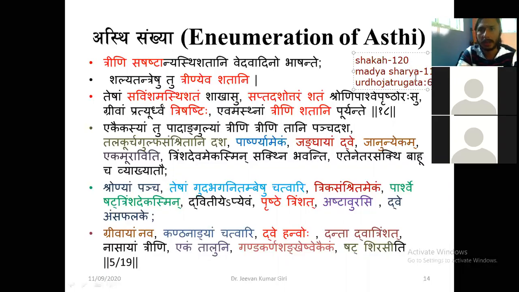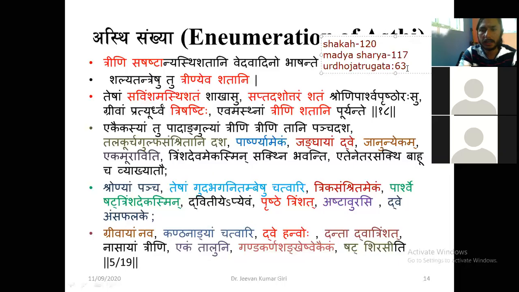So total number, how many are there now? That is 300. Are you getting up to here? So sakha, in bracket you can write, that is the limb. Limb means upper limb and lower limb total. Then madhya shareera, that means trunk. Then urdhva jatrugat, that means head and neck.